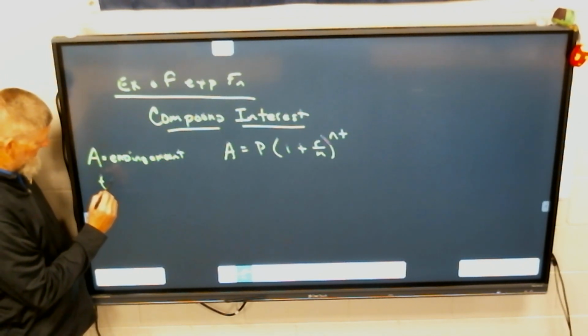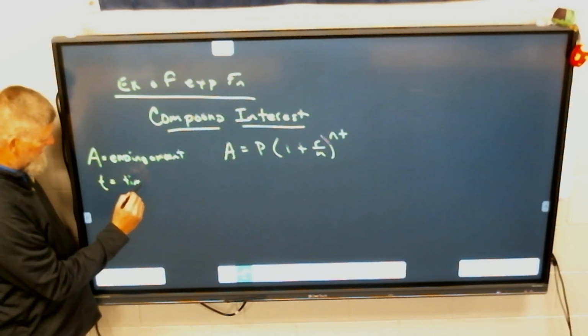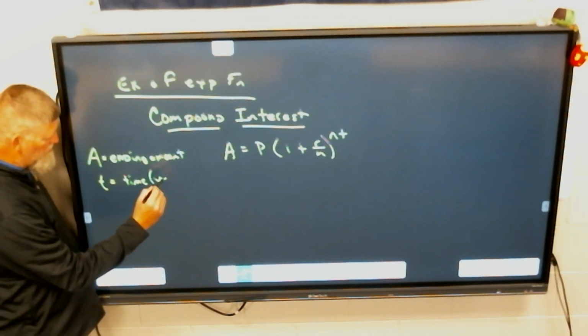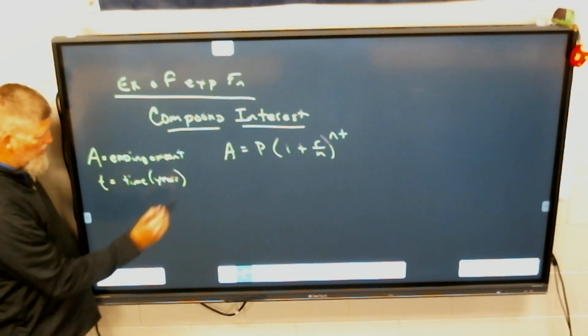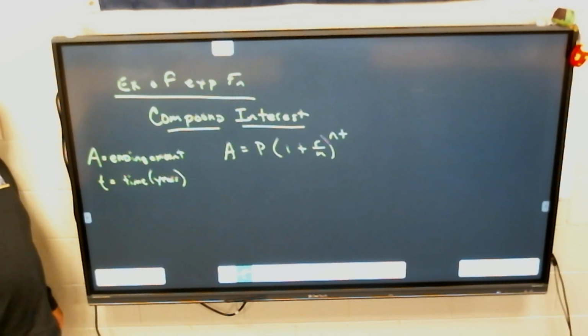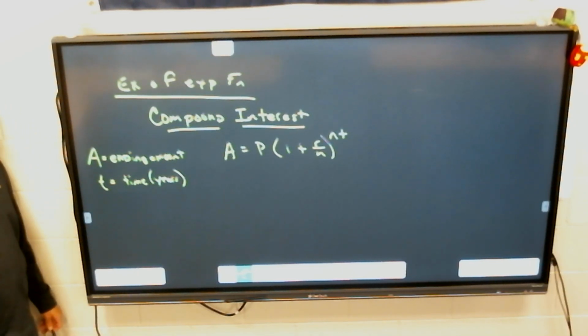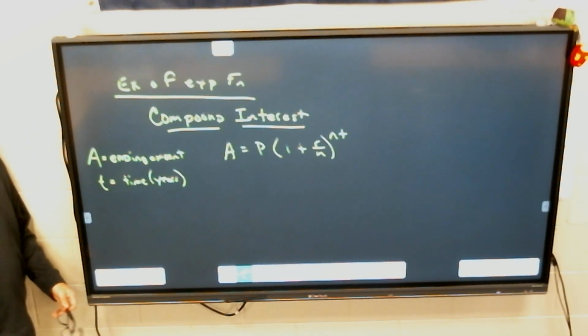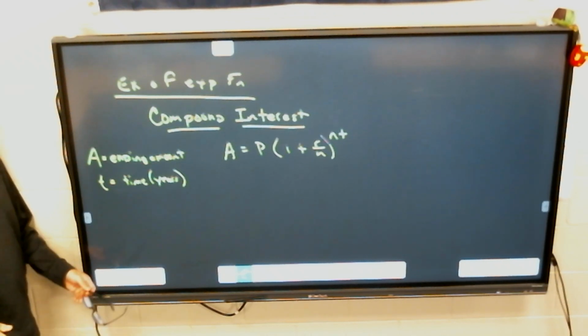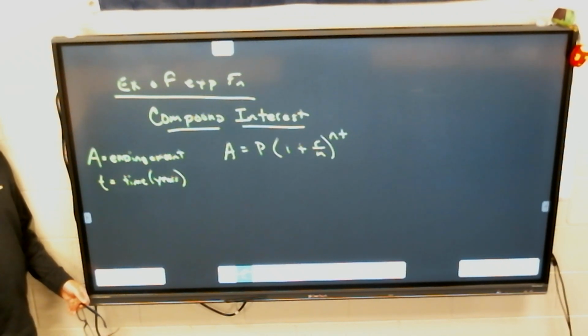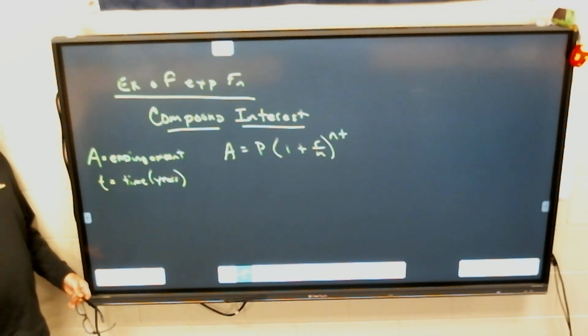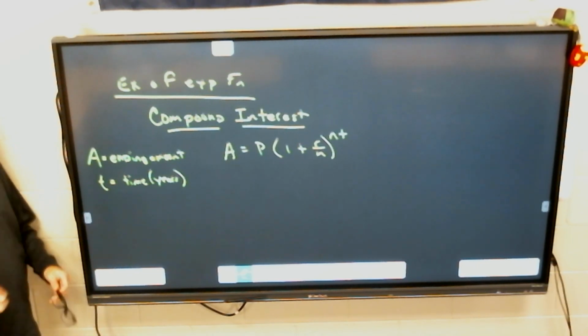T stands for time, and we're always going to use years. So if I say we're going to save money for 2 years, T is 2. What if I say we're going to save money for 6 months? Half a year, 0.5. What if I said we're going to save it for 1 month? 1 over 12, which is like 0.083. So you always use time in years.